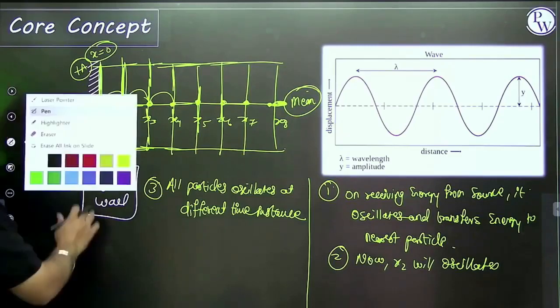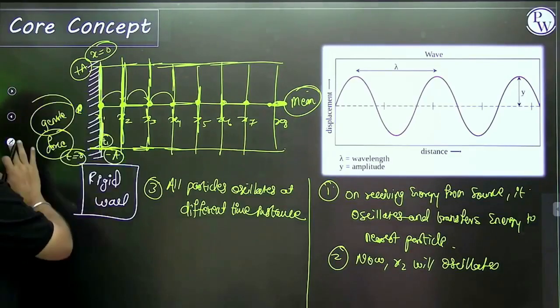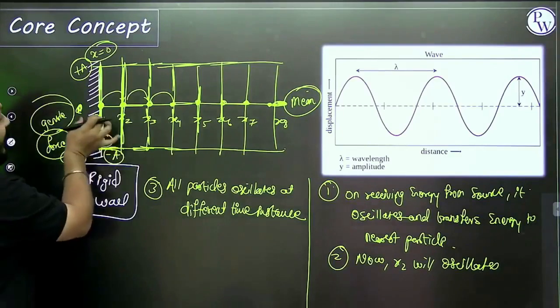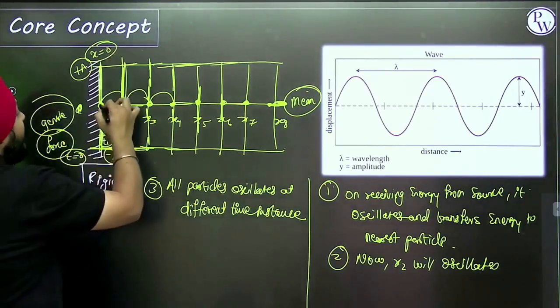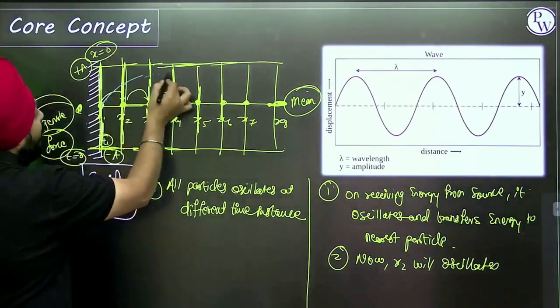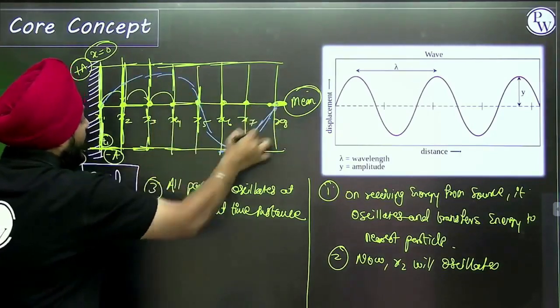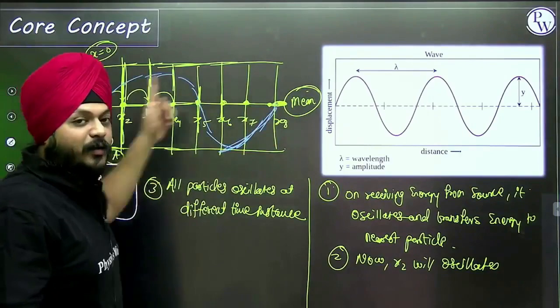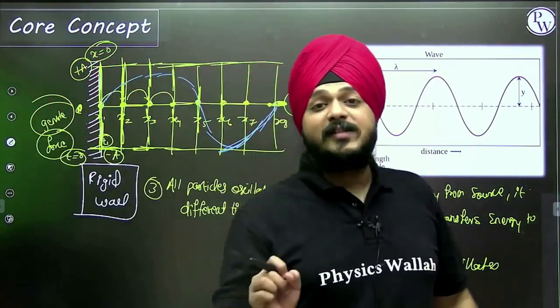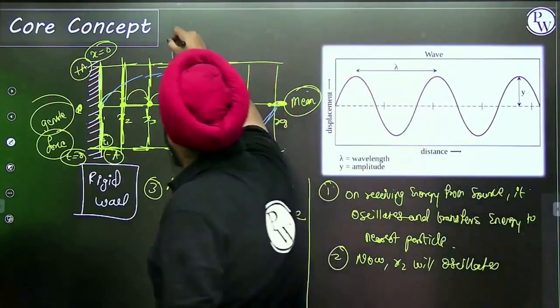First, this particle will oscillate. After some amount of time, the next particle also starts to oscillate. For that reason, this kind of wave is formed, this kind of shape is formed. And that's why we are calling it a wave.